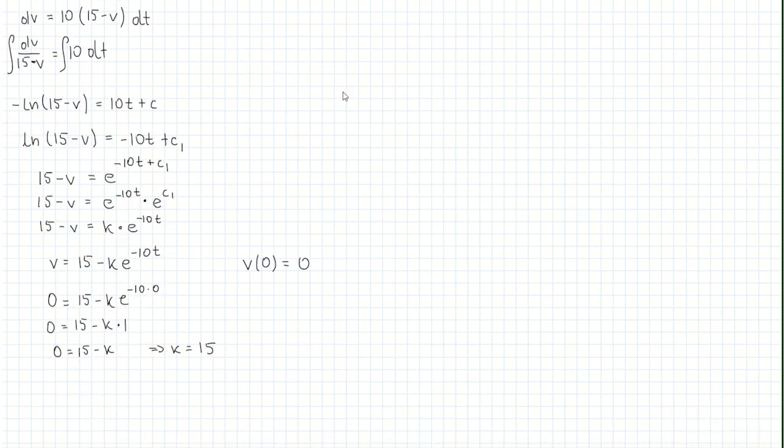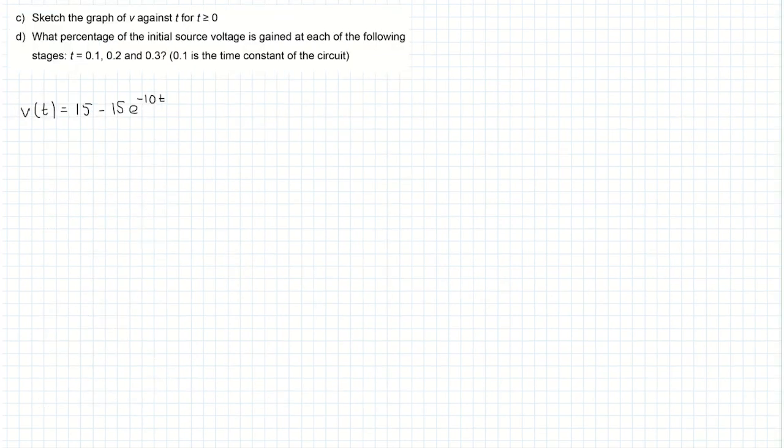And our solution now has the form V of t is equal to 15 minus 15e to the power minus 10t, and that is equal to 15 times 1 minus e to the power minus 10t. Our next task is to sketch the graph of the function, and then we will be calculating what percentage of the initial source voltage is gained at each of the following stages, t equals 0.1, 0.2, and 0.3.